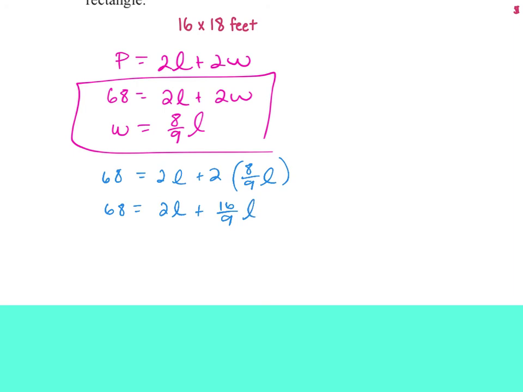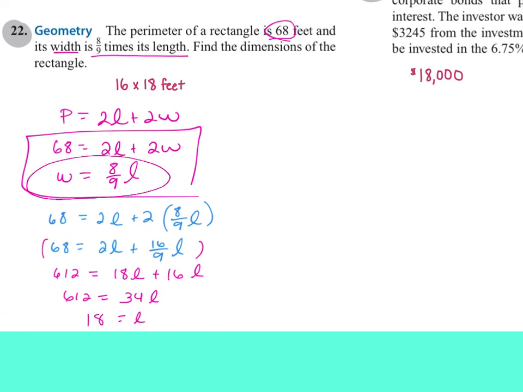You can actually get rid of the fraction if you want to, and then divide by that 9 again at the end. It's up to you. So if I multiply everything by 9 to get rid of the fraction, I get 612 equals 18L plus 16L. 612 would equal 34L, and then 612 divided by 34, length is 18. So then width is 8/9 of that. So width would equal 8/9 times 18. 9 goes into 18 twice, and the width is 16.